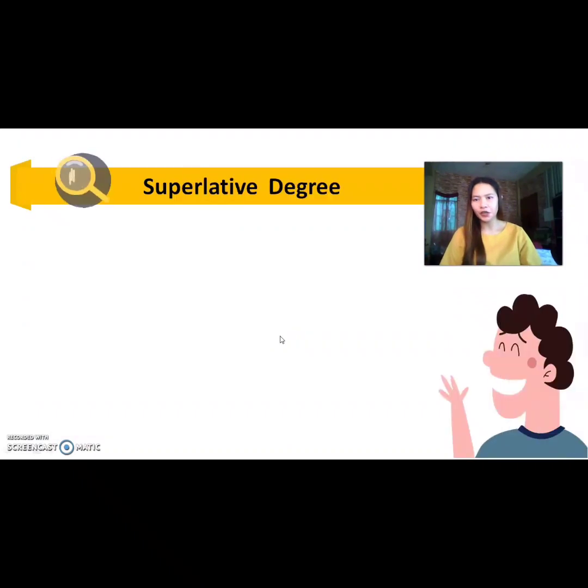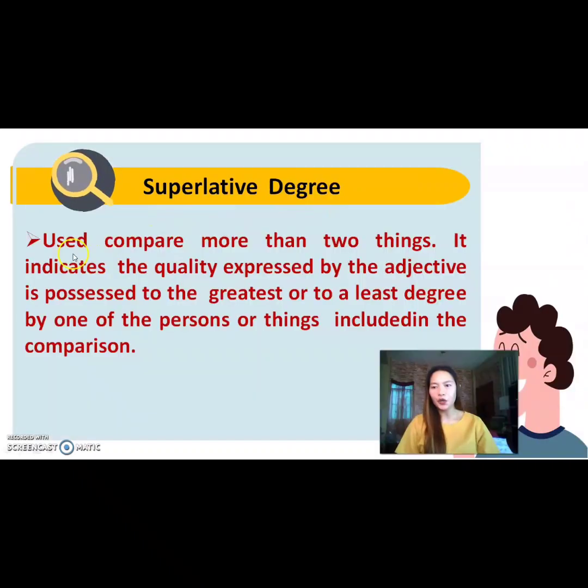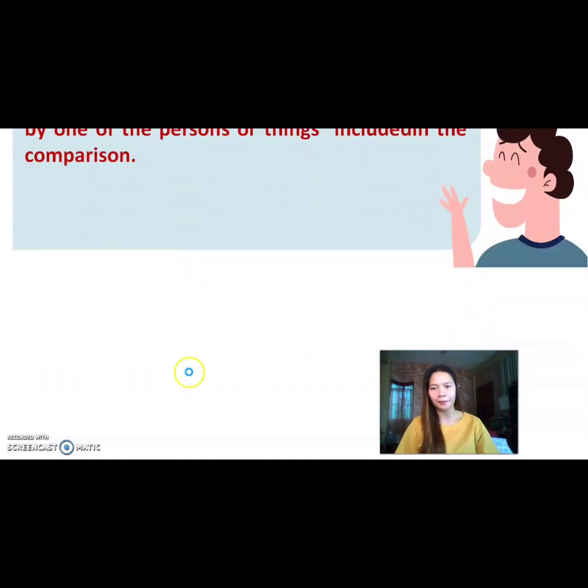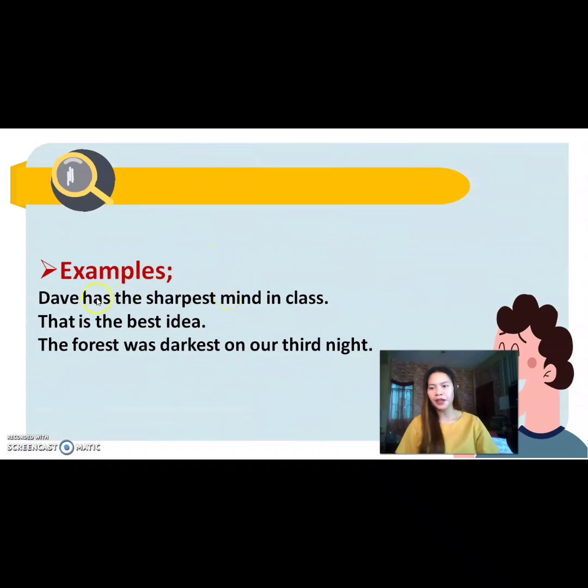Next, let's proceed to the superlative degree. It is used to compare more than two things. It indicates the quality expressed by the adjective is possessed to the greatest or to the least degree by one of the persons or things included in the comparison. So let's proceed. Examples. Dave has the sharpest mind in class. So Dave is compared not only to one person, rather more than one person. It is in the class.